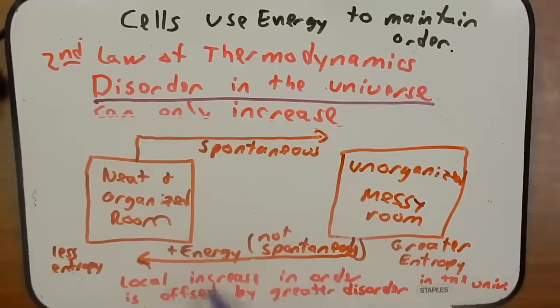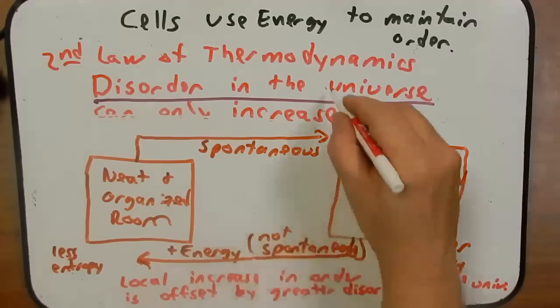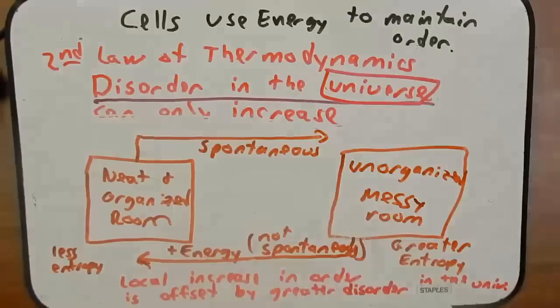So these local changes here are offset by all the disorder that is in the entire universe, because that is what the law defines, the universe. So this may provide a nice overall example, but this is a cell biology class. So let's think about how increasing order in a cell does not violate this law.